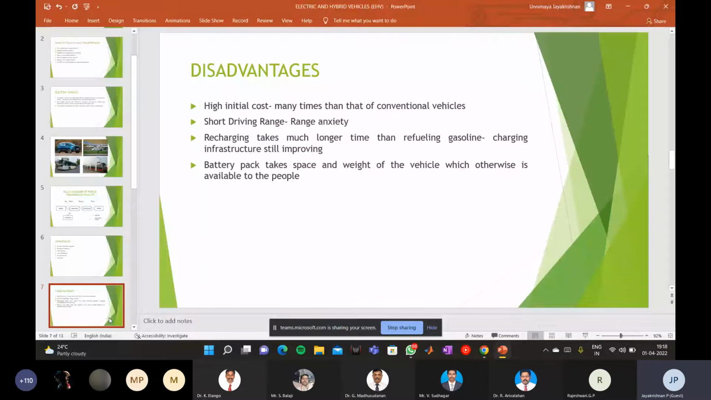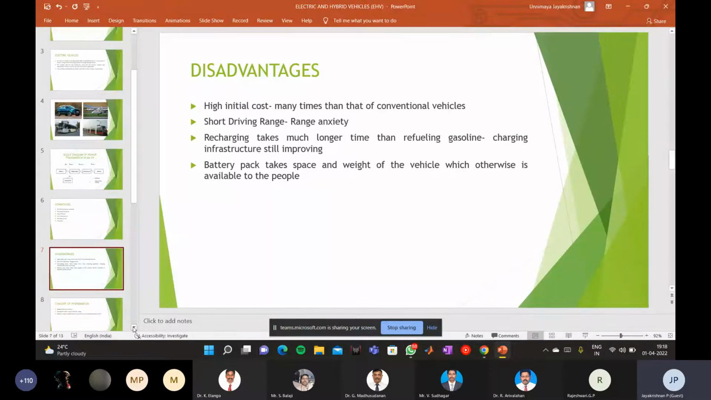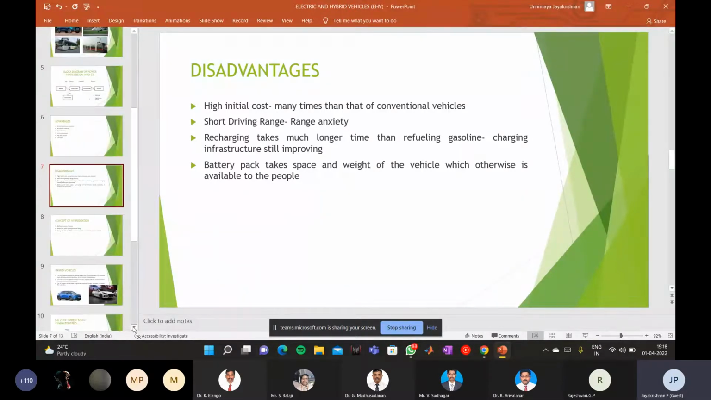Then there are some disadvantages also. Every product that is introduced has advantages and disadvantages. First one is initial cost. Cost is high because battery cost is very high. Nowadays the technology is improving, and after some years battery prices will be drastically reduced, and so the initial cost will also reduce. But now it is a little bit higher than conventional IC engine vehicles. We'll have a comparison in the later slides.